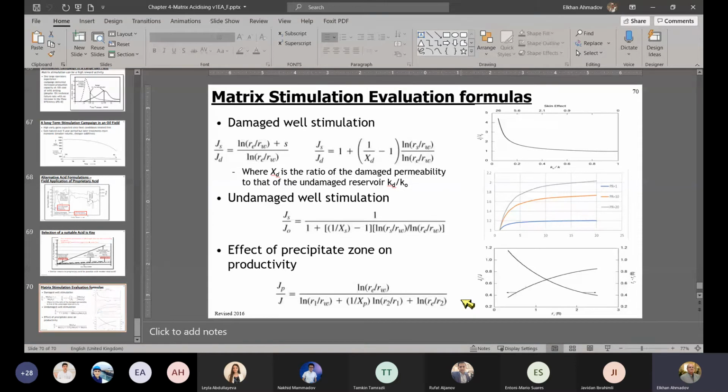Okay, so that's it for the matrix acidization. Do you have any questions for this chapter? Hello? Hello? Teacher, yes, I have one question. Yes. Should we learn these chemicals by heart? There is a number of chemicals that they use in the stimulation.